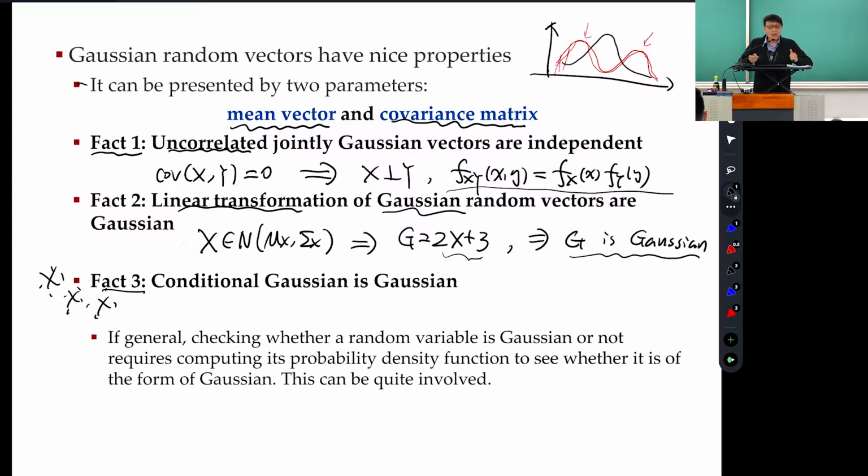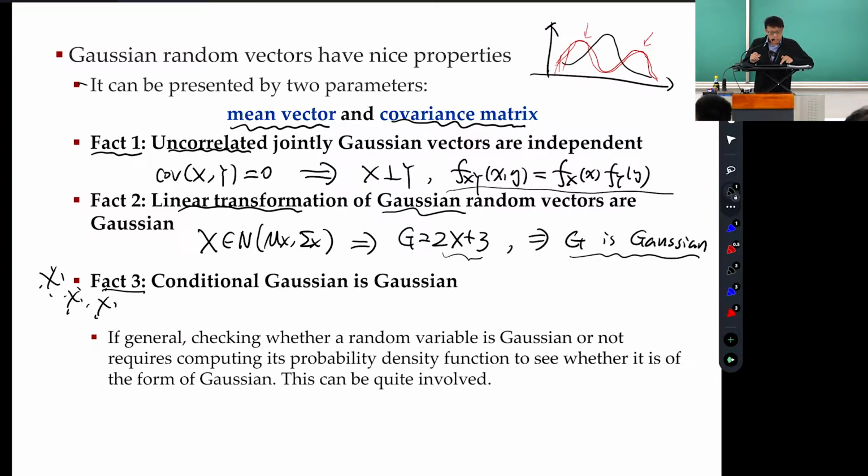uncorrelated Gaussian means independent. But independent also implies uncorrelated as well. For Gaussian, you can go both directions, but for general random vectors, you can only go from independent to uncorrelated, not the other way.